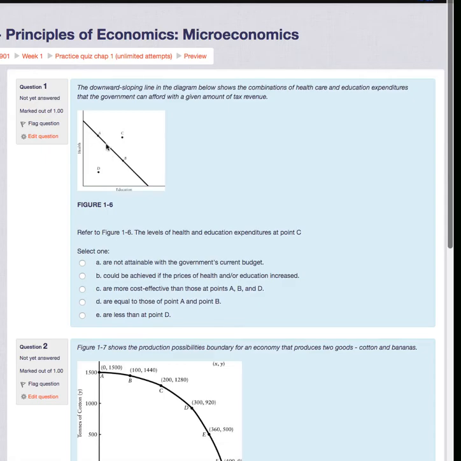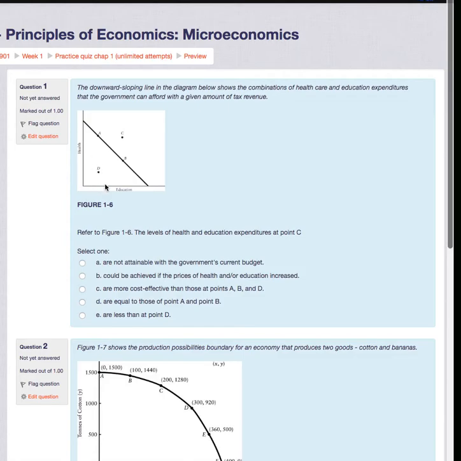So obviously there's a difference between A and B, but for me to get more education at B, I had to give up a certain amount of health. So all points along the PPF are efficient. We'll see what the optimal consumption and production bundle may be in the future, but for now that's straightforward.